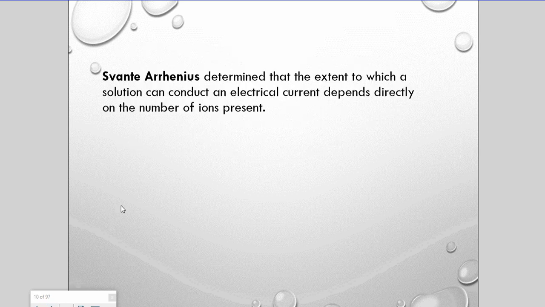The notion of electrolyte behavior comes from Svante Arrhenius, who determined that the extent to which a solution can conduct an electrical current depends directly on the number of ions present. The more ions in the solution, the more electricity it will conduct, and we can actually quantitatively measure conductivity with several different units and tools.